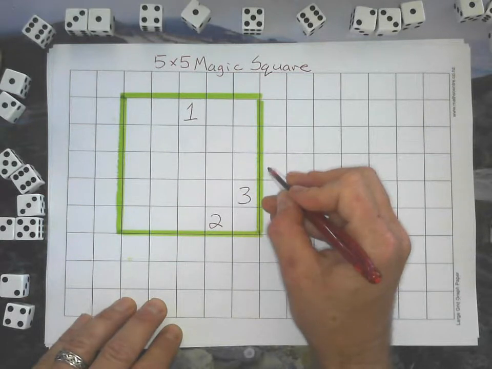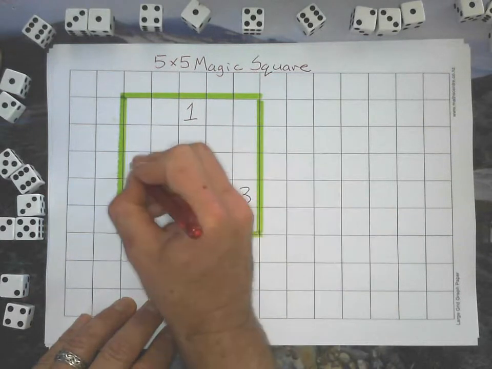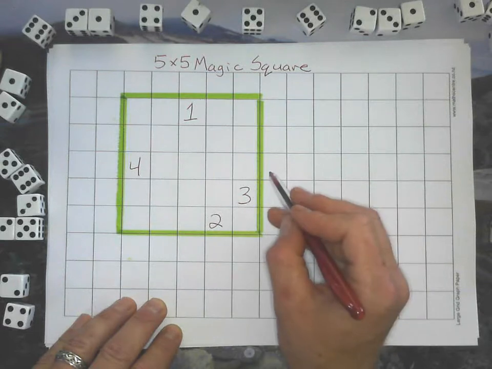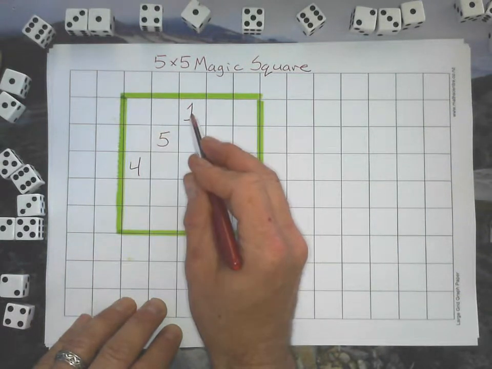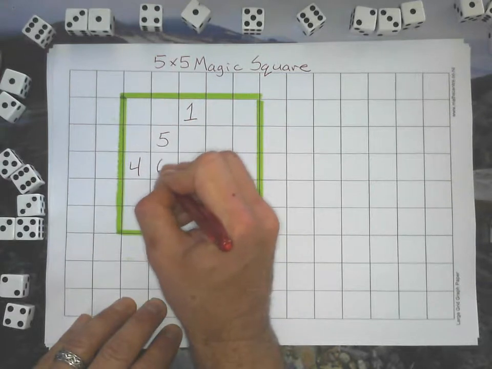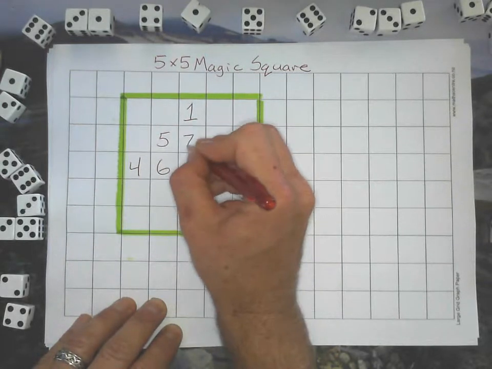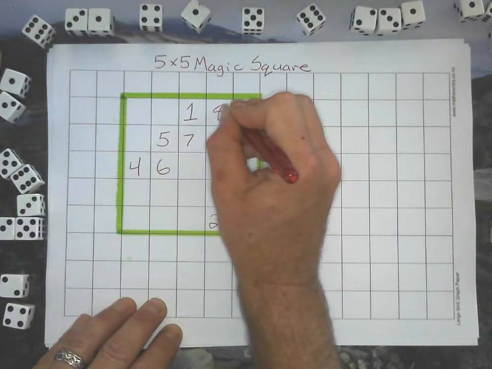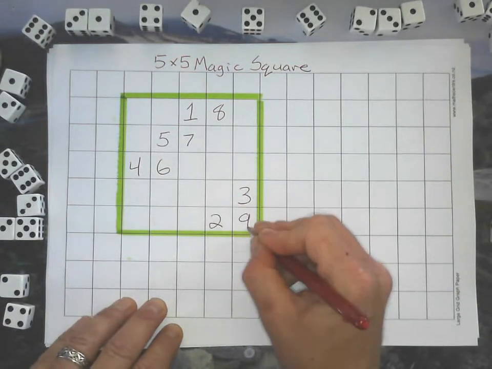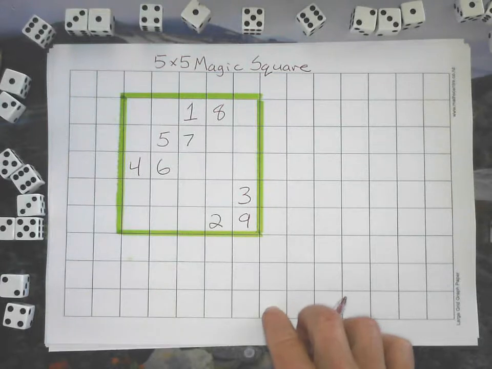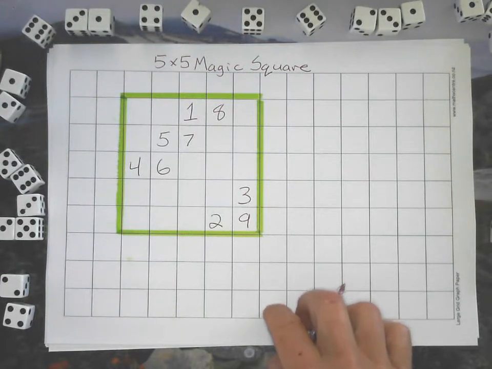3. Up and to the right. 4. Up and to the right. 5. The 1 is blocking it, so I move below. Diagonal. Diagonal. Now the 9, if there was a magic square above this one, it would be in the bottom right corner. Right here. So continue on your own and see how you do.